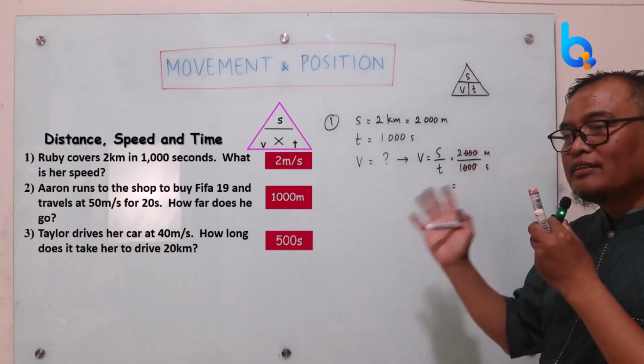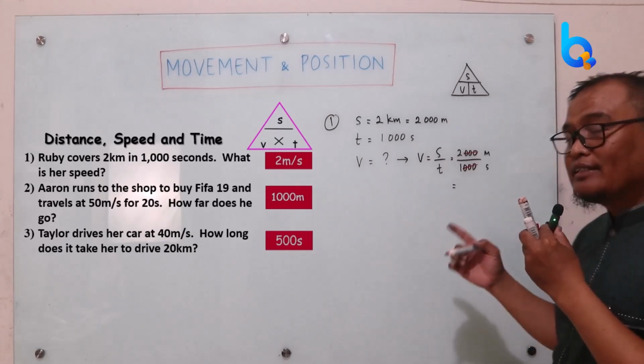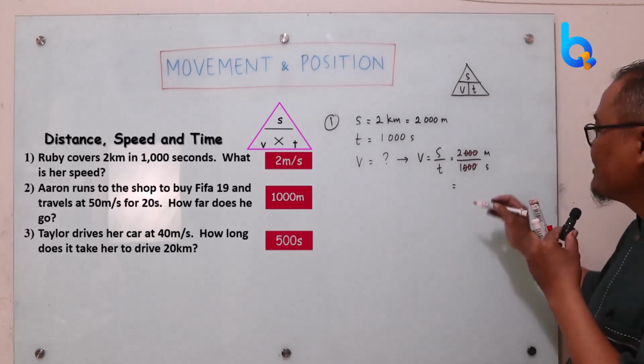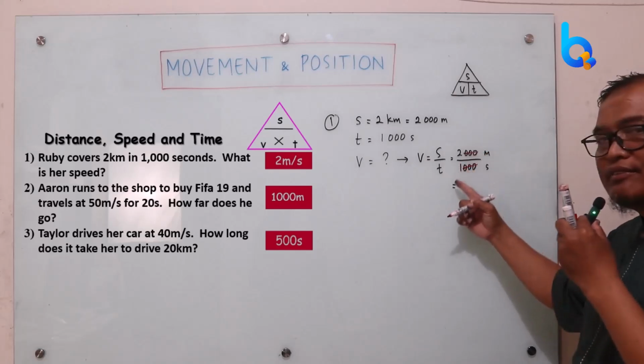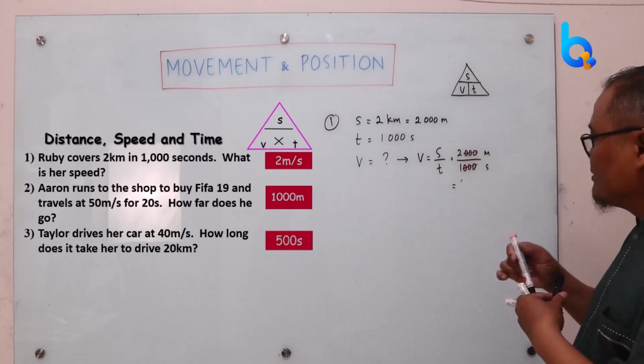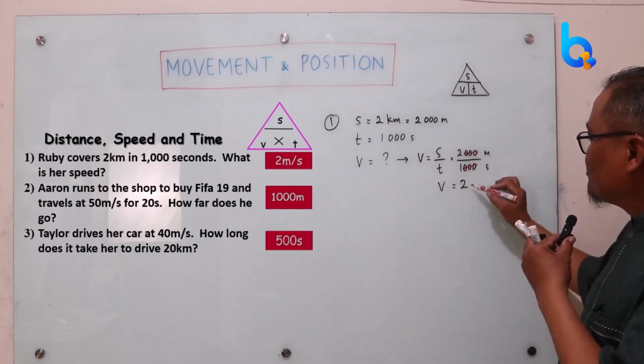You can cross-cancel to make the calculation easier. You can find this in math, so when you are doing physics, you must be strong in math. The result is 2 over 1 equals 2. So the speed is 2 meters per second.